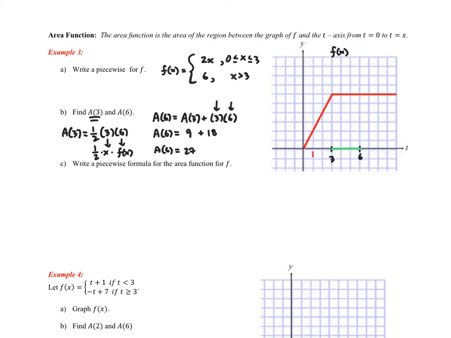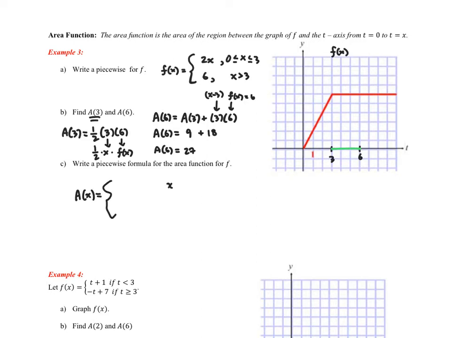Now how did I find the area of that rectangle? Well, this was f of x right here, which is always 6. And this over here was the distance between x and 3. So we took 6 minus 3 and got 3. That's going to be useful here as we write the area function for that graph.